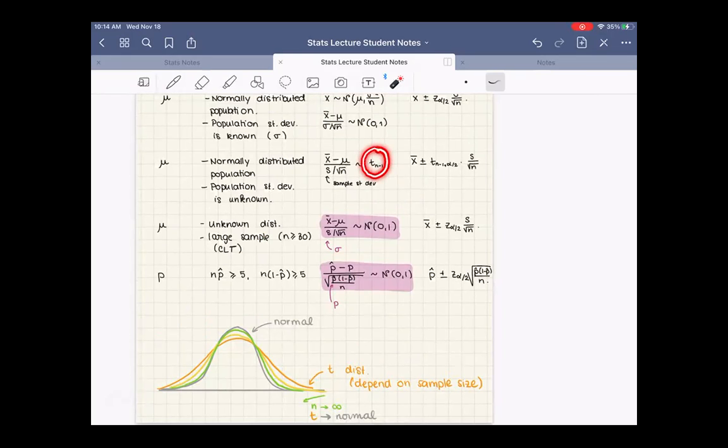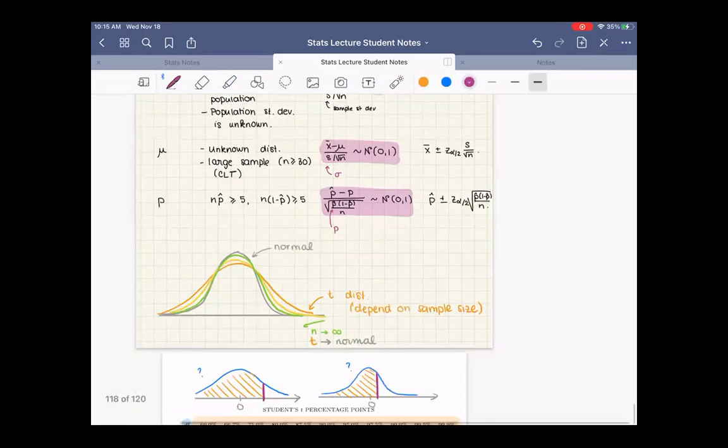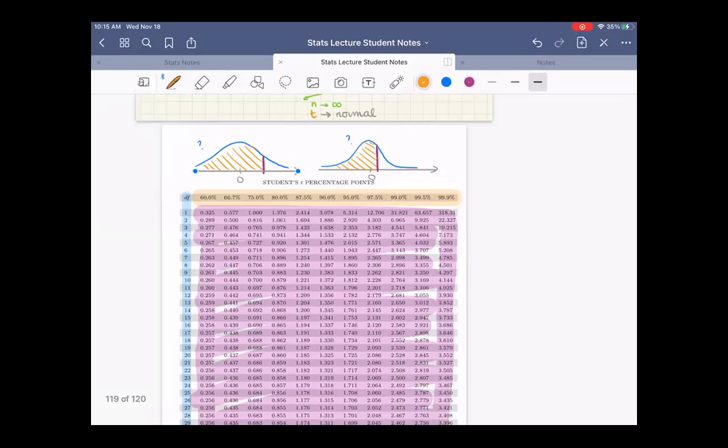Now, for this type of distribution, the number of degrees of freedom is going to be n minus 1. So it's whatever your sample size is minus 1. Okay, and aside from that, you're going to use everything else in exactly the same way as for a normal distribution, because it turns out that this distribution is also symmetric. And so you can use all the same logic that you've used for the normal distribution here as well.